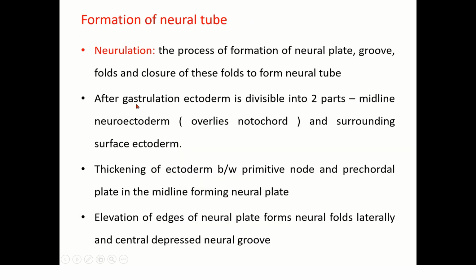Formation of the neural tube. So this is called neurulation. The process of formation of the neural plate, groove, folds and closure of these folds to form the neural tube. So after gastrulation, ectoderm is divisible into two parts: the midline neuroectoderm which overlies the notochord, and the surrounding surface ectoderm. So thickening of the ectoderm between the primitive node and prechordal plate in the midline forms the neural plate. So elevation of the edges of the neural plate forms neural folds laterally and a central depressed neural groove.